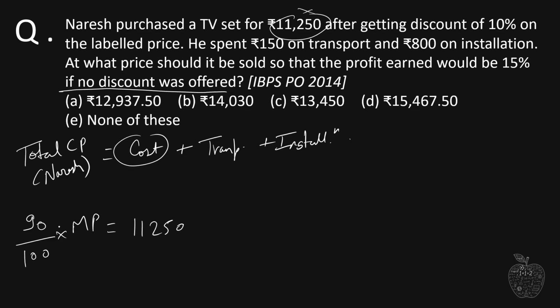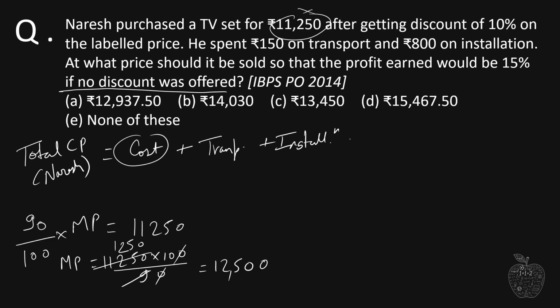By solving this, we will get the mark price. So what will be the mark price? 11250 into 100 over 90. The 0 gets cancelled. 9 ones are 9, 9 twos are 18, 9 fives are 45, so 1250 and this 0. So 12,500 is the mark price. That means this is the cost that Naresh had to pay if no discount was offered.